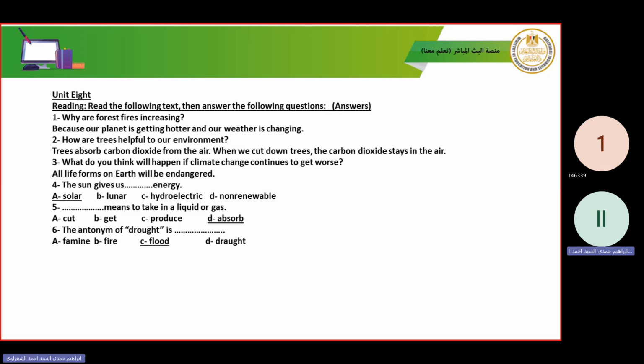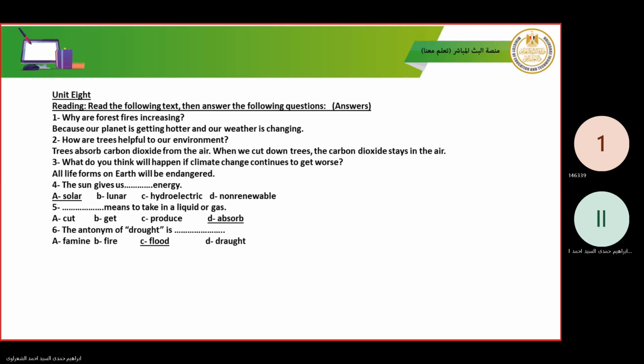الكارثة دي. طيب, number four, the sun gives us طبعا solar energy. Number five, means to take in a liquid or gas, absorb. Number six, the antonym of drought is, as I told you before, flood. Okay, I hope you have enjoyed this article and speech article, and it gives us lots of information about what is going on around us. Okay. The next task.